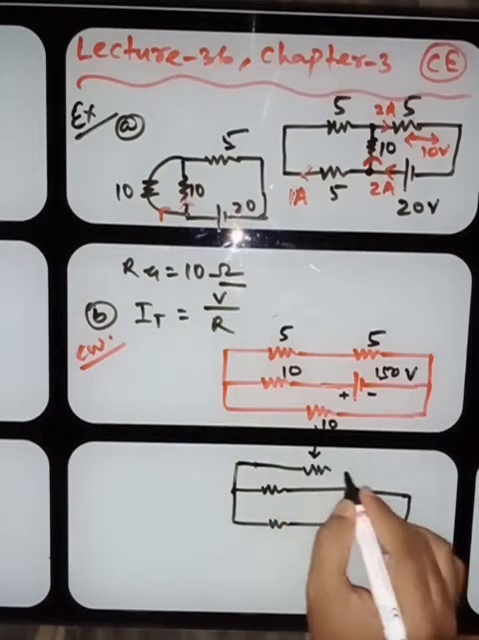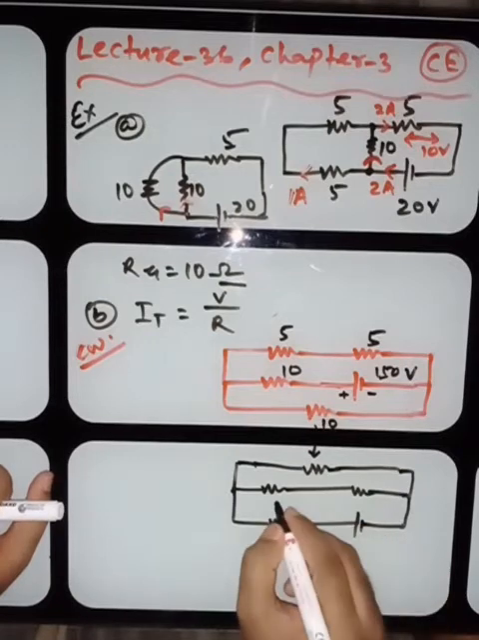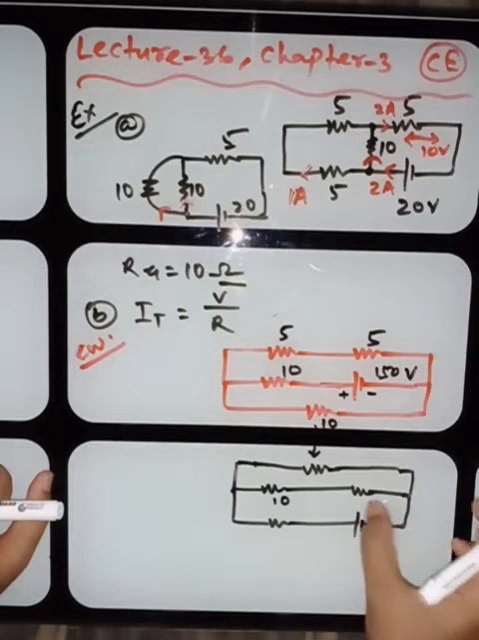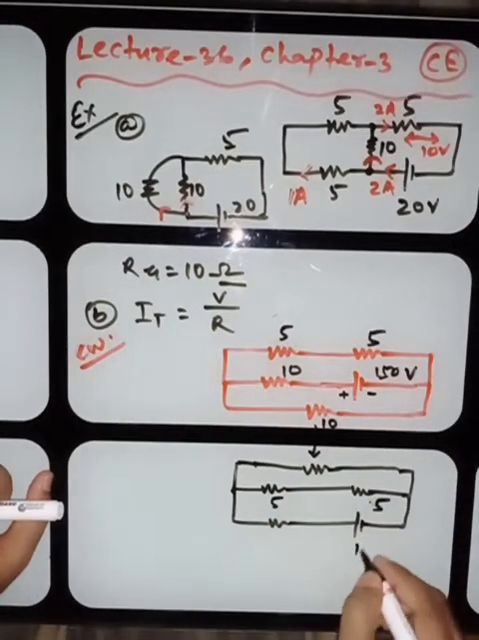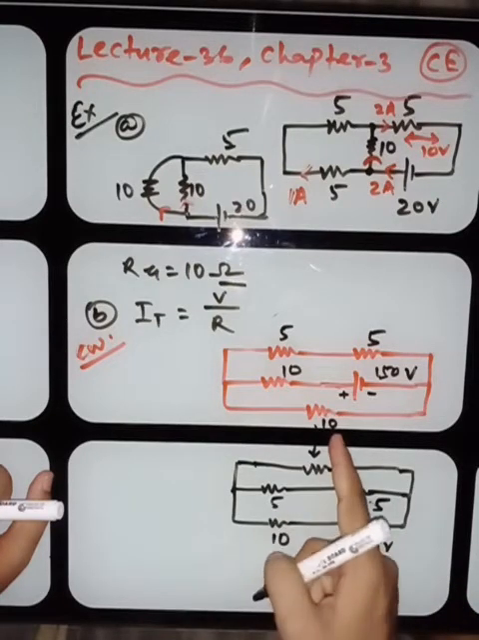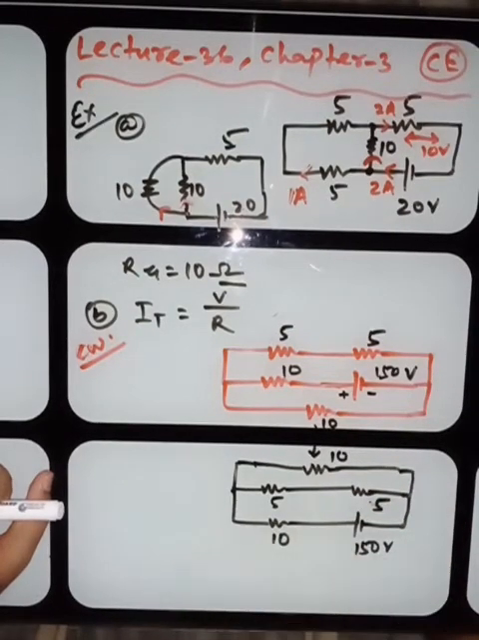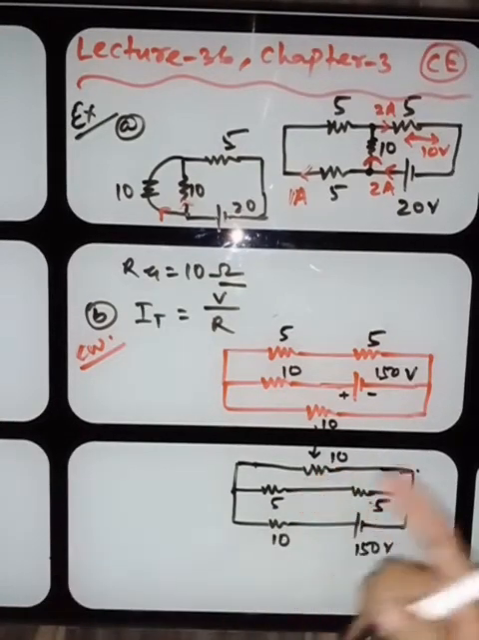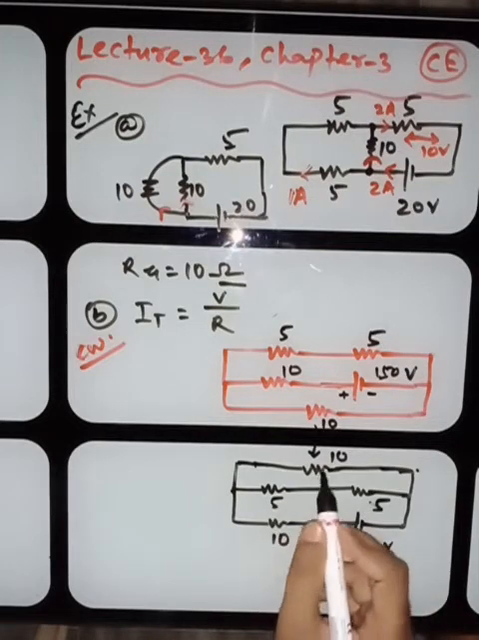Now, this was the 10, here the 5, this was the 5, this is the 150 volt, here the 10, and this 10 goes up. Now I think this is very simple for you. You can solve this question now, but I'm helping you to find the answer. Look here: these two are in series and then in parallel with this 10 ohm.